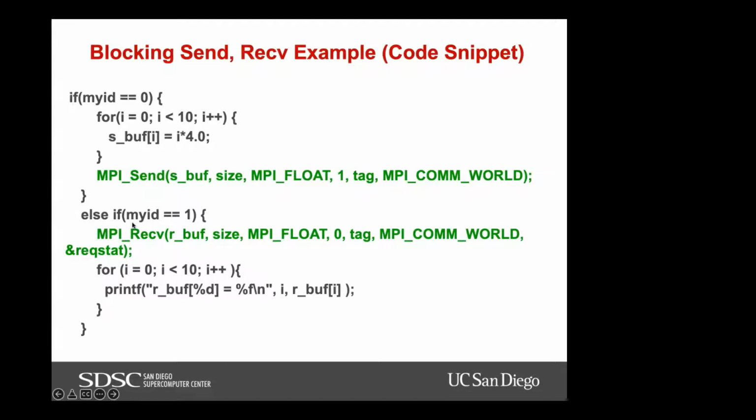And then if it's task 1, there is a receive call that corresponds to this send. You'll see that there's a receive buffer size, which should be the same size, and then the MPI float, and then you're saying you're going to get it from processor 0, and then the tag and that. Once this is done, we print out the receive buffer.